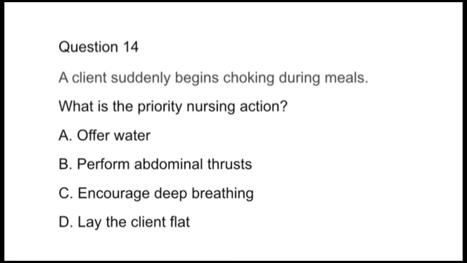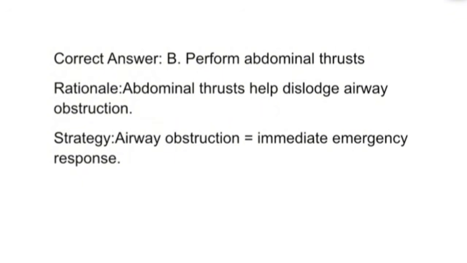Question 14. A client suddenly begins choking during meals. What is the priority nursing action? A. Offer water. B. Perform abdominal thrusts. C. Encourage deep breathing. D. Lay the client flat. Correct answer, B. Perform abdominal thrusts. Rationale: Abdominal thrusts help dislodge airway obstruction. Strategy: Airway obstruction equals immediate emergency response.